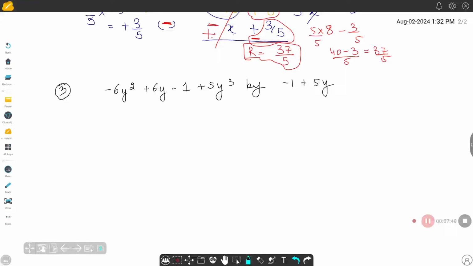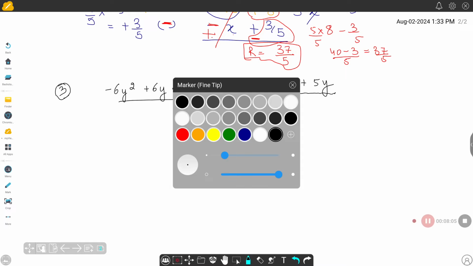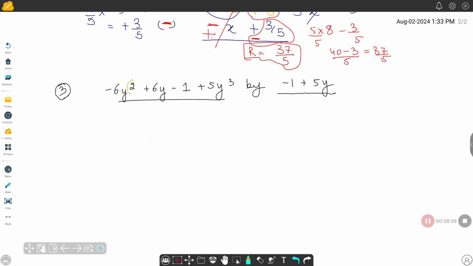Now next question number 3, minus 6y square plus 6y minus 1 plus 5y cube to be divided by minus 1 plus 5y. Is it in the standard form? Just check. See, here the power is 2, the power is 1, the power is 0, but here the power is 3. And here the power is 0 and the power is 1. So it is not in the standard form. So let me arrange it first.